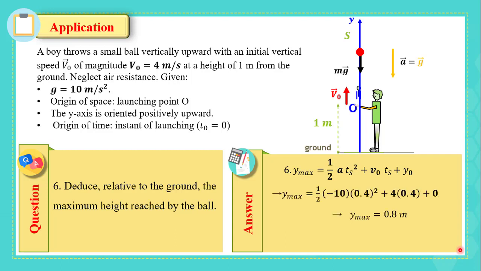Then we replace the other factors by their values. We obtain half times -10 multiplied by 0.4 squared plus 4 multiplied by 0.4. This indicates that the maximum height from the launching point is 0.8 meter, but we need to deduce the maximum height relative to the ground, so we will add the height of the launching point from the ground, which is 1 meter, and thus we obtain that the maximum height is 1.8 meters.